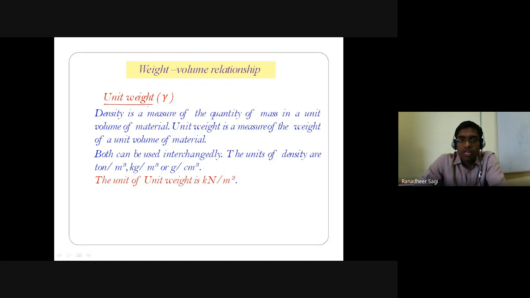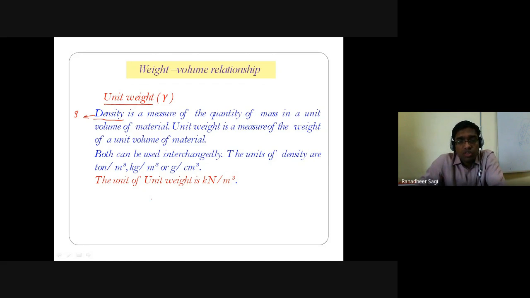So unit weight in general is what we define as the weight of the material to that of your volume of that particular material. So the ratio of weight to volume is what we define here as unit weight. In case we are defining it in terms of the mass per volume, then we define it as your density. Okay. So generally unit weight is denoted by the notation gamma, whereas the term density is denoted by the notation rho. Okay, so density is what we define as mass per unit volume, whereas your unit weight is what we define as weight per unit volume.